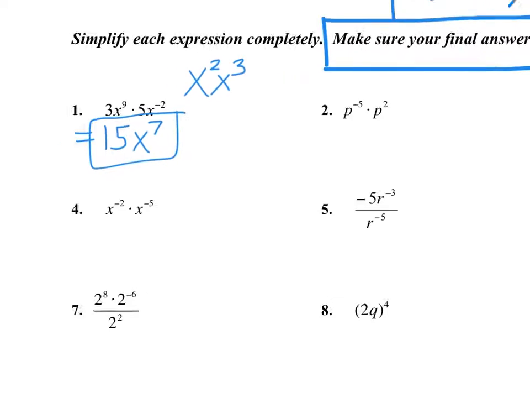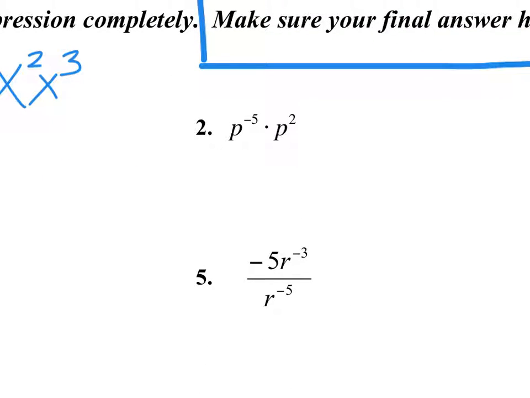All right, let's try number 2. Number 2. We're multiplying. They have the same base. So we're going to take our exponents and we're going to add them. So what's -5 plus 2? -3. Perfect. And you're not quite done. 1 over p cubed. Yep.